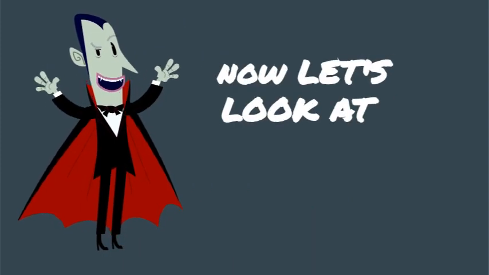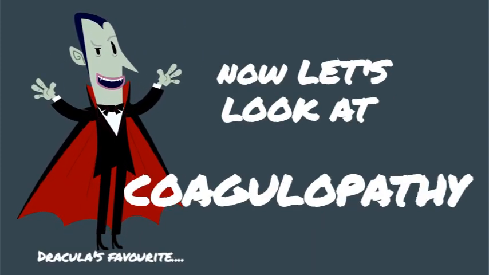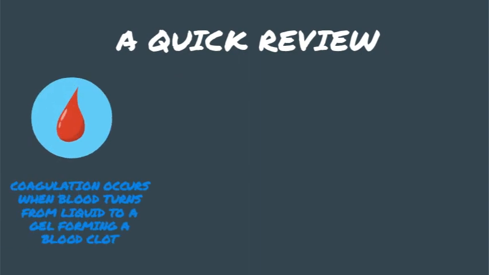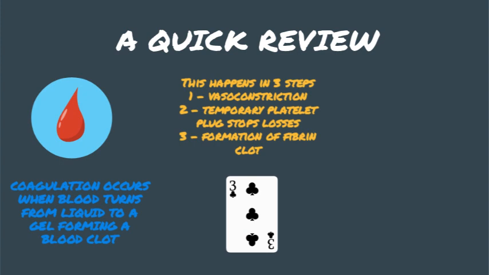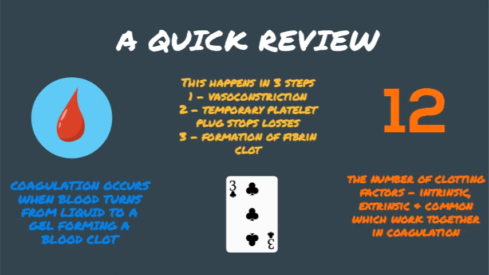Okay, let's now move on to have a look at coagulopathy. Just a quick review, we have coagulation occurring when blood turns from liquid to a gel, which forms a clot. This happens in 3 steps, with vasoconstriction, the temporary platelet plug, and then formation of a fibrin clot. We have 12 factors, intrinsic, extrinsic, and common, which work together in our coagulation profile.